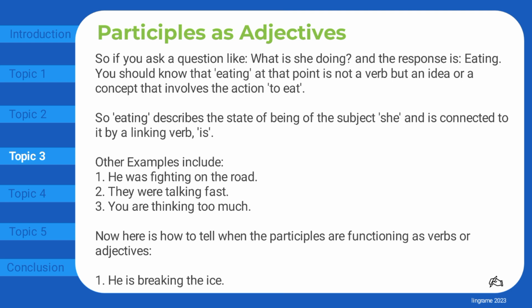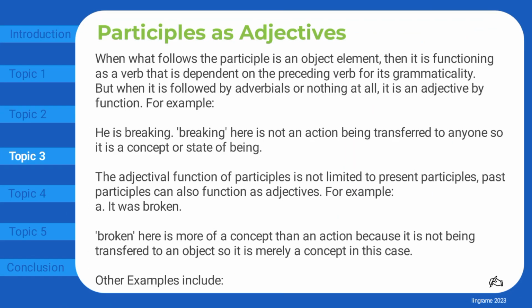Now here is how to tell when the participles are functioning as verbs or adjectives. He is breaking the ice. When what follows the participle is an object element, then it is functioning as a verb that is dependent on the preceding verb for its grammaticality. But when it is followed by adverbials or nothing at all, it is an adjective by function.